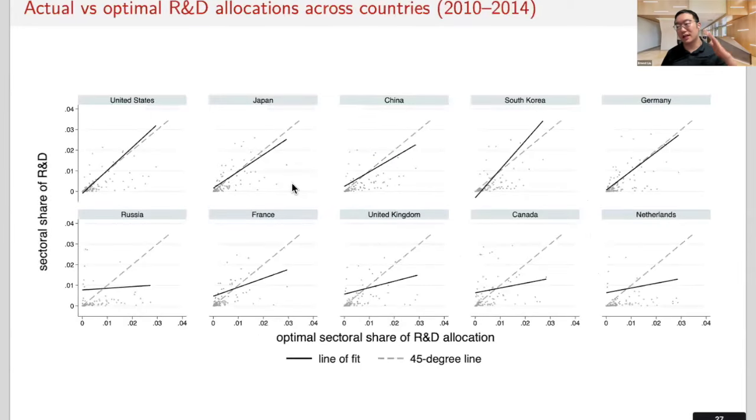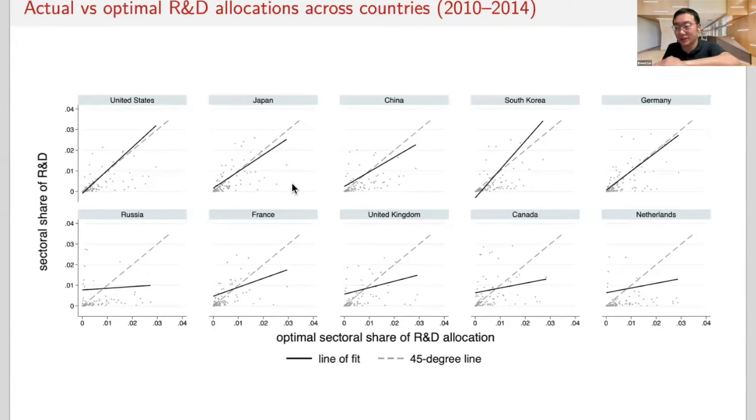This figure shows you how actual allocation compares with the optimal allocation. Actual on the Y, optimal on the x-axis, and with a line of best fit. You see across all of these economies, sectors that should have more resources do end up getting more R&D resources. This is not obvious, it's not mechanical in the data, because the Y and x-axis come from completely different data sources.